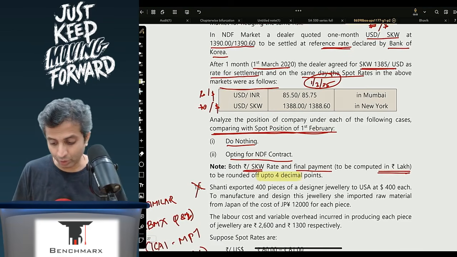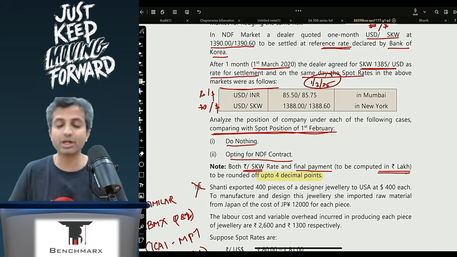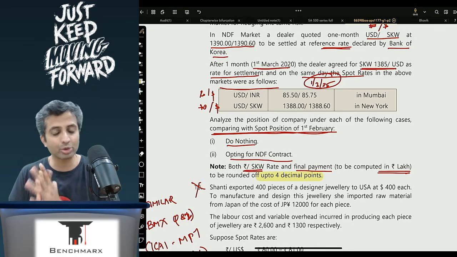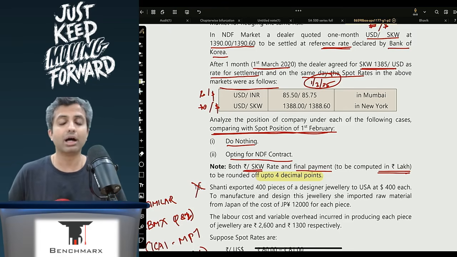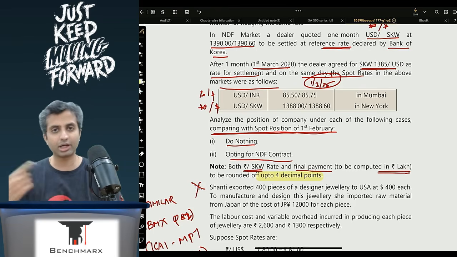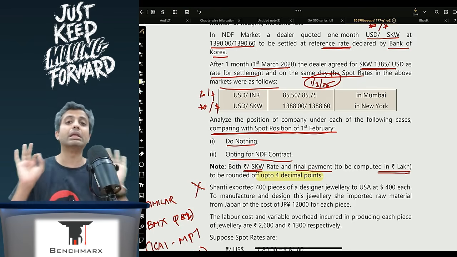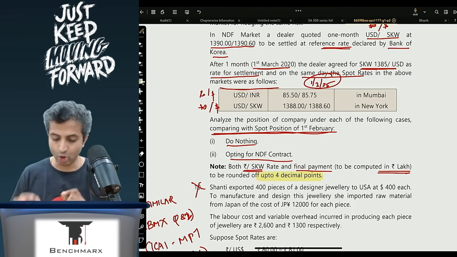And to be rounded off to 4 decimals. Thank you very much, Institute. This is one thing which harasses the students a lot. How many decimals should you round off? The typical thumb rule that we take is 4 decimals for the exchange rates and discount factors. However, for the amounts, you can round off up to 2 decimals. But here, because they have clearly told you to round off to 4 decimals, we will round off everything to 4 decimals only. Okay, great.